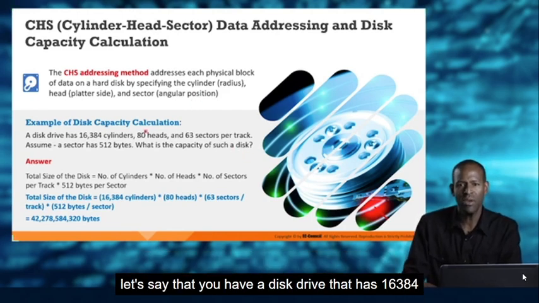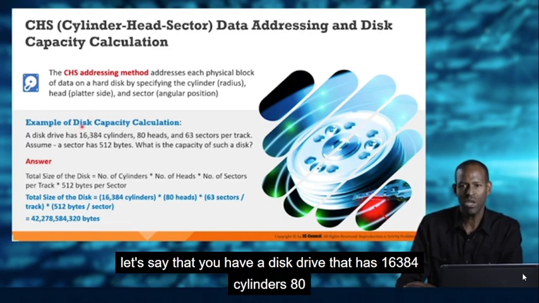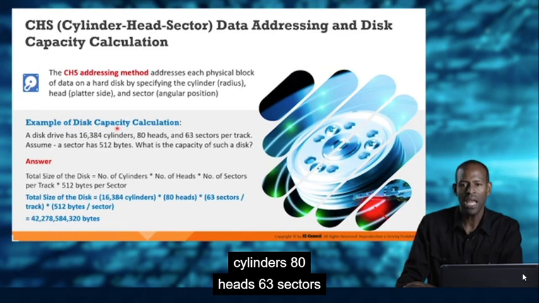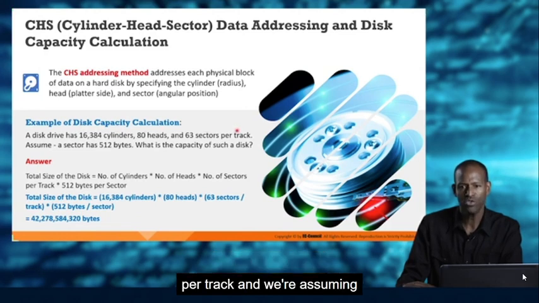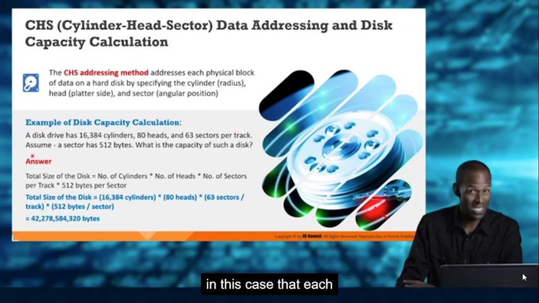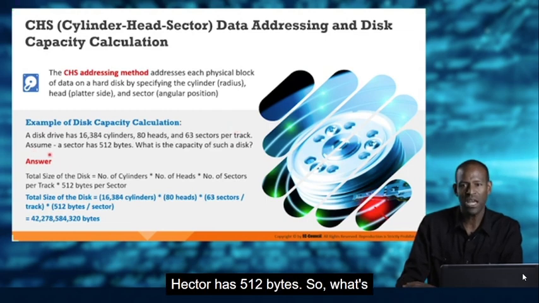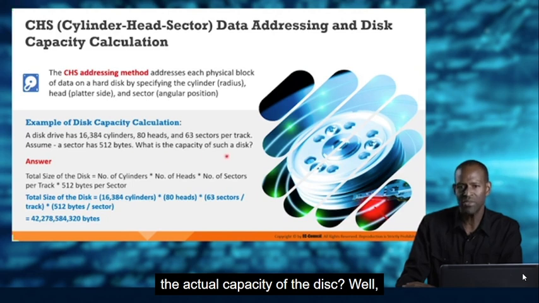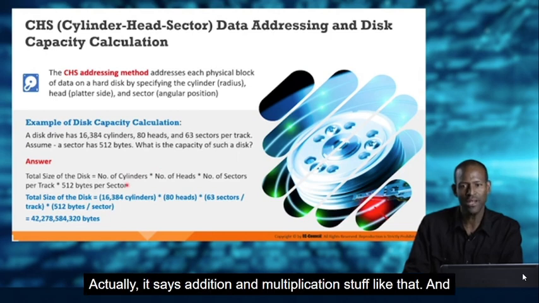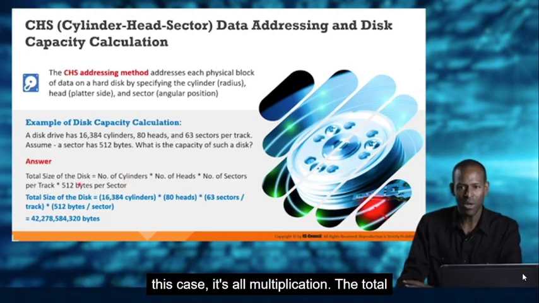Let's say that you have a disk drive that has 16,384 cylinders, 80 heads, and 63 sectors per track. And we're assuming, in this case, that each sector has 512 bytes. So what's the actual capacity of the disk? Well, here is the equation. A little calculus here. Actually, it's just addition and multiplication, stuff like that. And in this case, it's all multiplication.